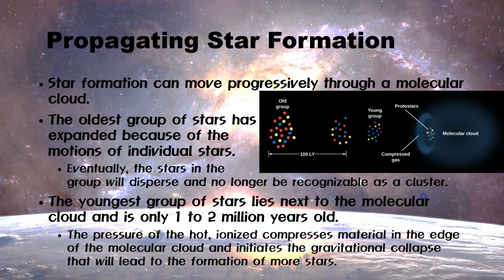Now, the youngest group of stars lies next to the molecular cloud, as we can see again in this image, and they're typically only about 1 to 2 million years old. The pressure of hot ionized compressed material at the edge of the molecular cloud actually initiates some of that gravitational collapse that will eventually lead to the formation of more stars. And this process will continue to repeat itself. The older stars will, of course, expand out. They will eventually no longer be a cluster. The younger stars will remain near that molecular cloud, and they'll form, push it, and again, the process repeats.